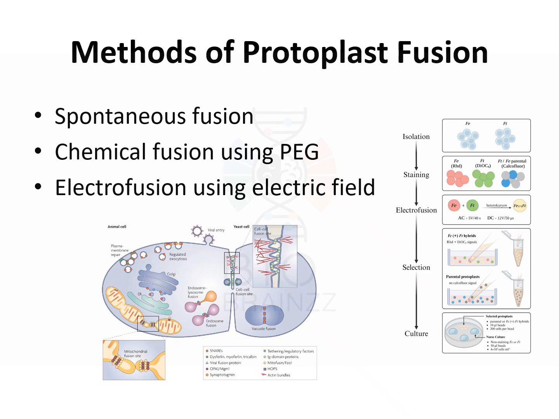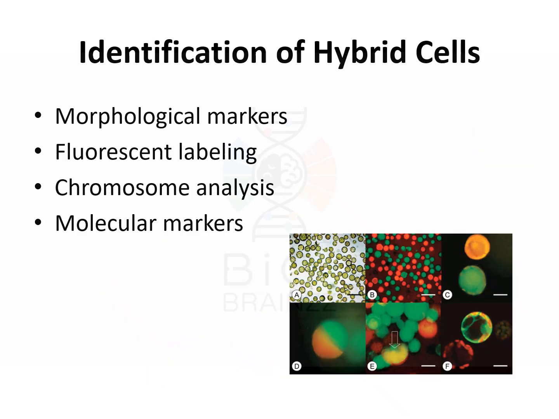Another method is electrofusion, in which an electric field is applied to align protoplasts and induce temporary membrane breakdown. When membranes reseal, the cytoplasmic contents merge, forming a hybrid cell. Electrofusion provides greater control and higher fusion efficiency compared to chemical methods.